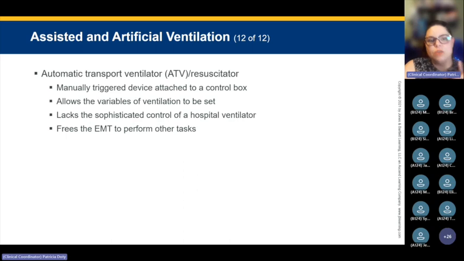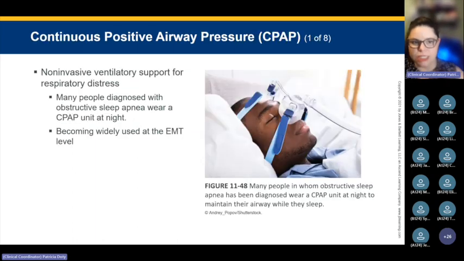Now we have ATVs, or automatic transport ventilators or resuscitators. These have a control box that allows different variabilities of ventilations. It frees the EMT to perform other tasks, such as maintaining the mask seal and airway patency, but it lacks the sophisticated control of a hospital ventilator. And so with that, you have to have constant reassessment of the patient.